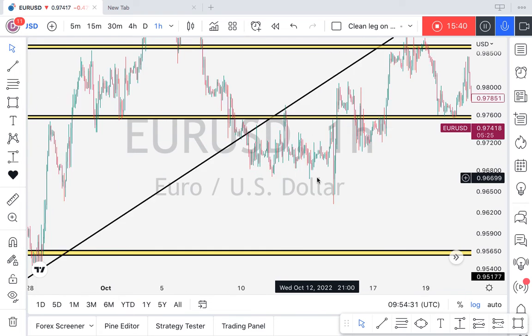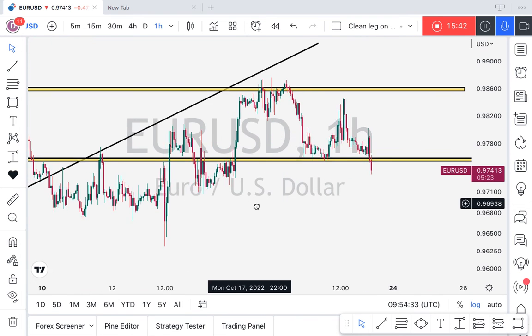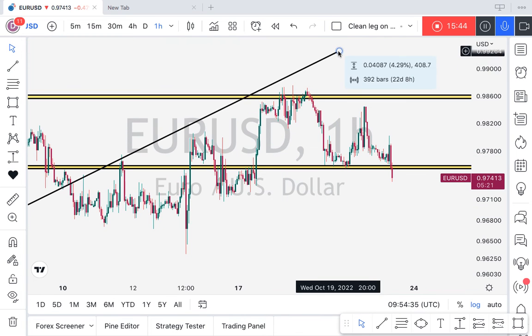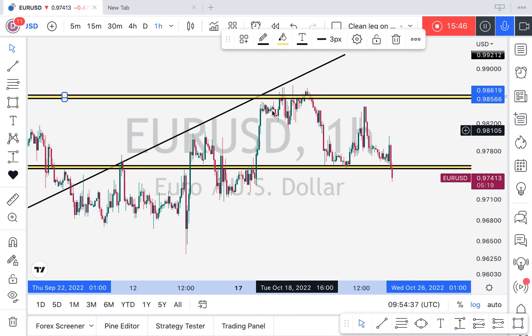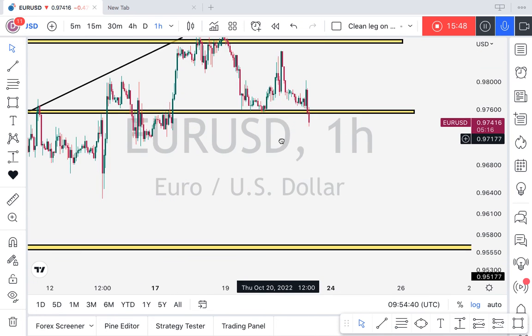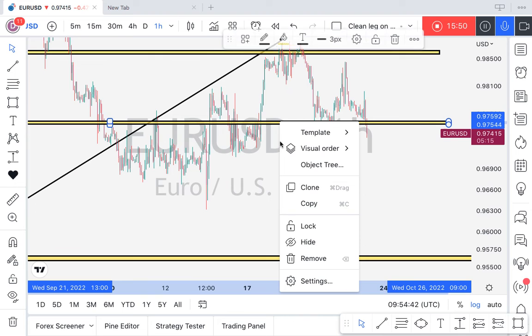Then how do I enter my trades? It's very, very easy. But however, that is something that is reserved for the mastery course students. It's very easy, guys.